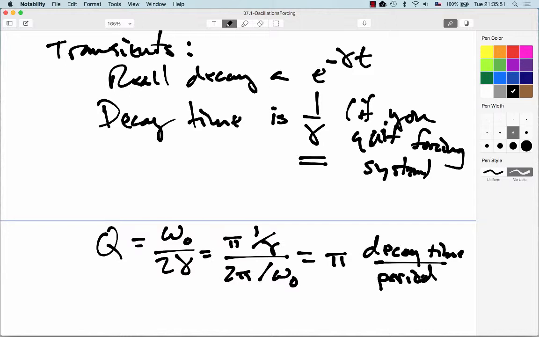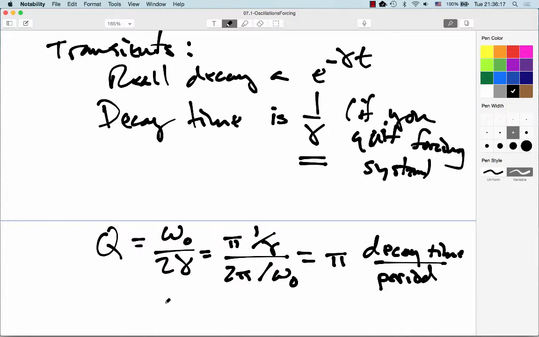So what that means is that if you have a high quality factor, it'll take a comparatively long time for the system to decay back and lose its energy. If you have a low quality factor, it'll lose it pretty quickly. Again, depends on what you're trying to do. Sometimes one's desirable, sometimes the other.